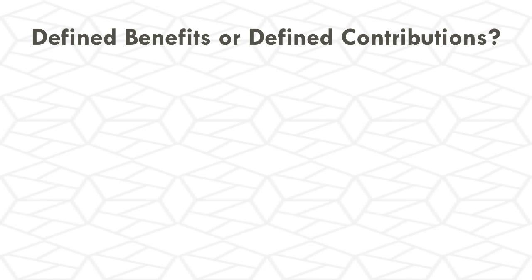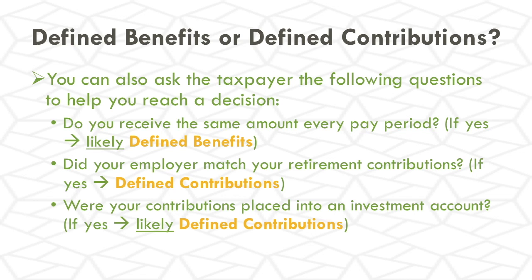Now, to determine if it's a defined benefit plan or defined contribution plan, you can ask the taxpayer the following questions to help you reach a decision. You can ask the taxpayer if they receive the same amount every pay period. Now, if they say yes, it's likely going to be a defined benefit plan, but not always. Remember, defined benefit plans have a set amount per month based on years of service and salary history, and that's typically not going to change month to month. So if they are receiving the same amount every month out of the year, then likely it'll be defined benefits, but it could also be defined contributions.